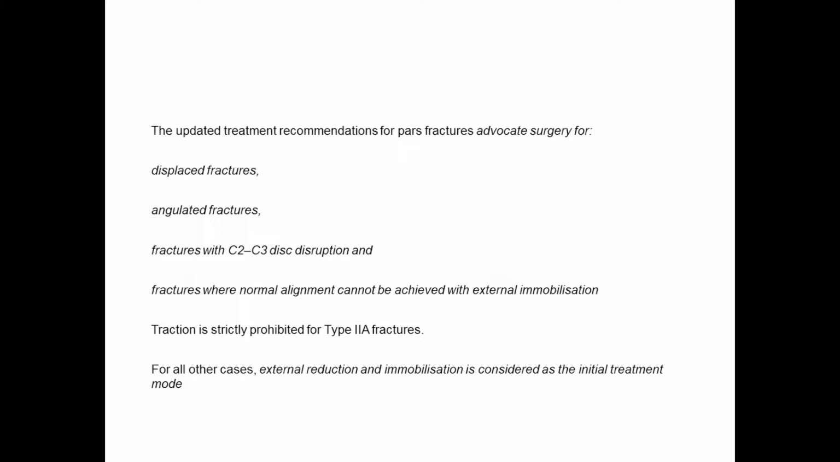And the updated treatment recommendations for our pars fractures, or our Hangman's fractures, advocate surgery for our displaced fractures, our angulated fractures, where you have disc disruption at C2-3, or where fractures cannot be aligned or achieved with external immobilization. The importance of these fractures is the additional type 2A fractures, where you have angulation at C2-3 without displacement, where traction is prohibited for these fractures. For the rest, external reduction and immobilization remains the gold standard.